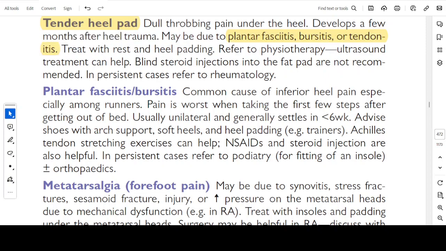Heel pad pain. Refer to physiotherapy. Ultrasound can help in treatment. Blind steroid injections into the fat pad are not recommended. In persistent cases, refer to rheumatology.